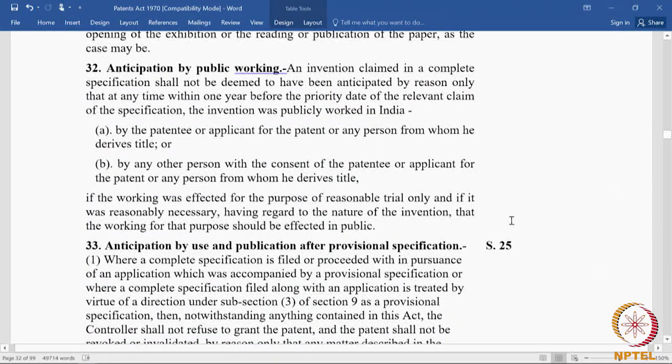32. Anticipation by public working. An invention claimed in a complete specification shall not be deemed to have been anticipated by reason only that at any time within 1 year before the priority date of the relevant claim the invention was publicly worked in India by the patentee or the applicant, or any person with the consent of the patentee or the applicant, if the working was effected for the purpose of reasonable trial only, and if it was reasonably necessary, having regard to the nature of the invention, that the working for that purpose should be effected in public.